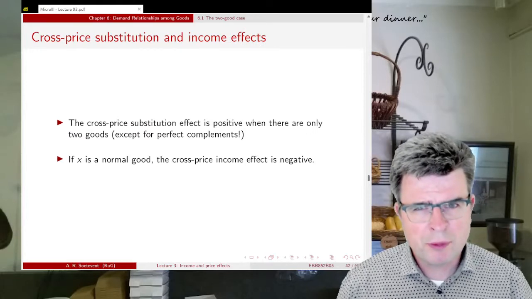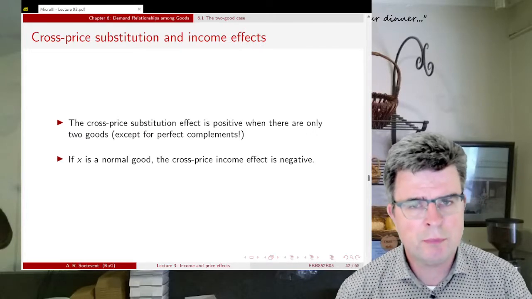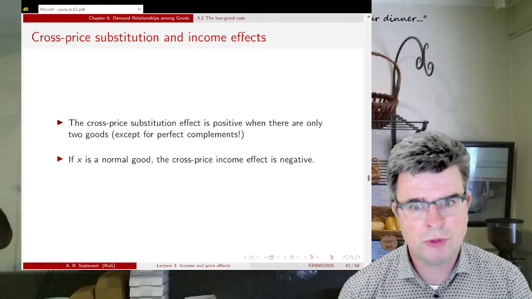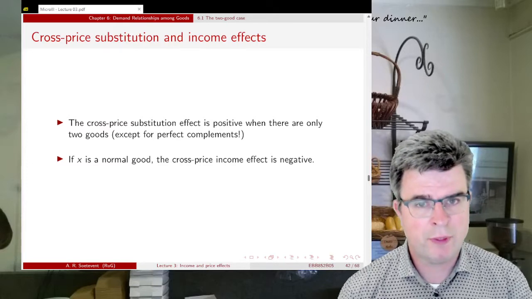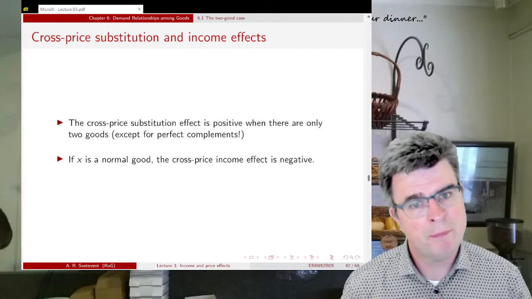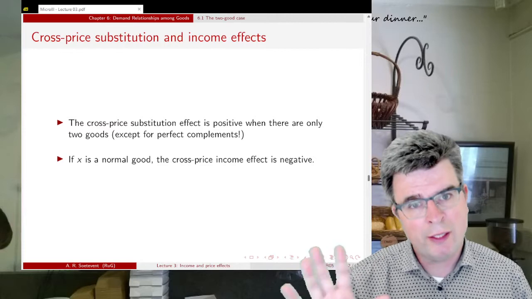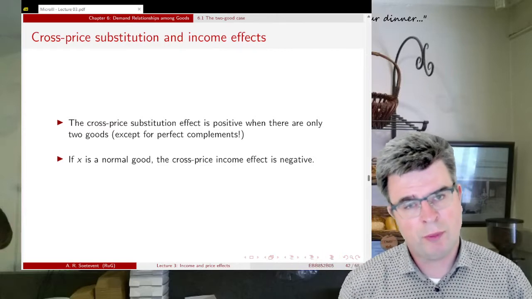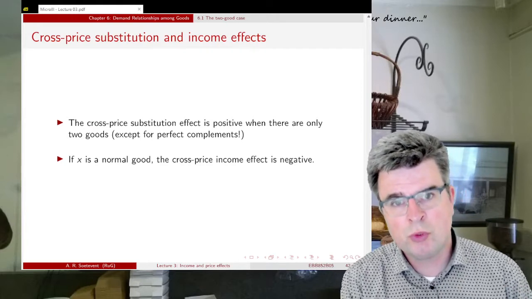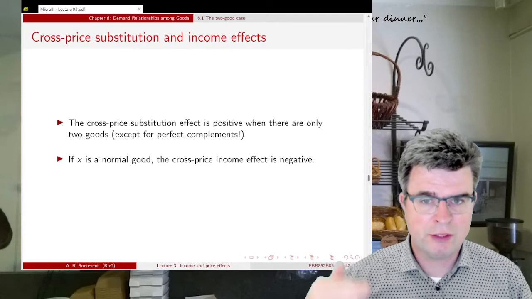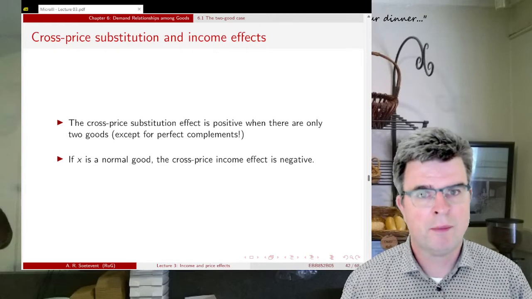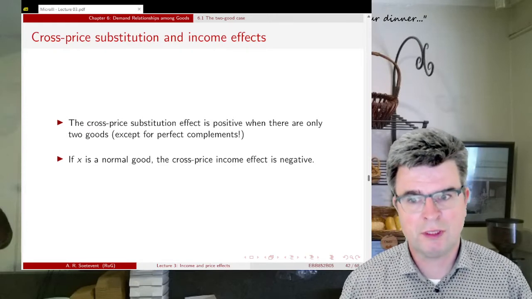Then there are a number of properties of the cross-price substitution and income effects in the two-good case. In the two-good case, the cross-price substitution effect must be positive, except when we have perfect complements. And how can that be? Well, if the price of good Y increases, you substitute away from the good that becomes more expensive, in this case good Y, so you substitute towards good X. So a price increase in good Y leads to a substitution towards good X. That's why the cross-price substitution effect is positive.